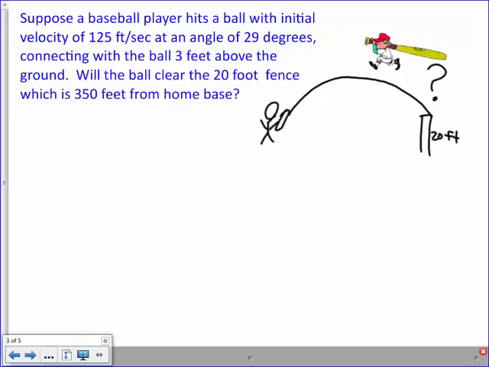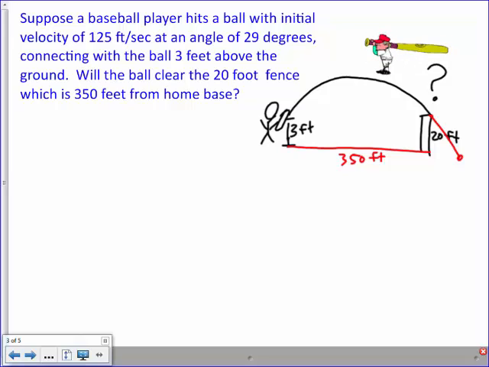And he hits it 3 feet above the ground. So 3 feet above the ground, and from home plate to the fence, that is 350 feet. So sometimes that's good to visualize, but really the ball's not going to hit the ground until after the fence, if it clears that wall, that fence.